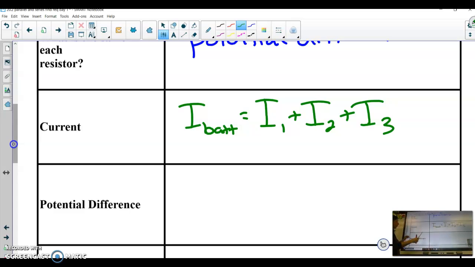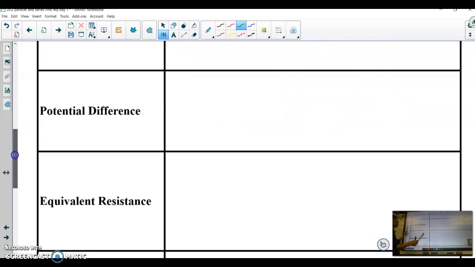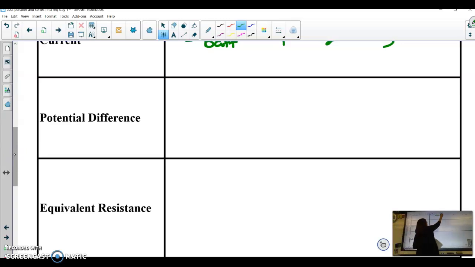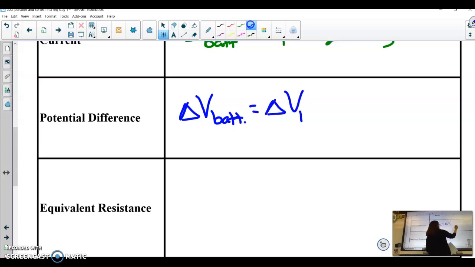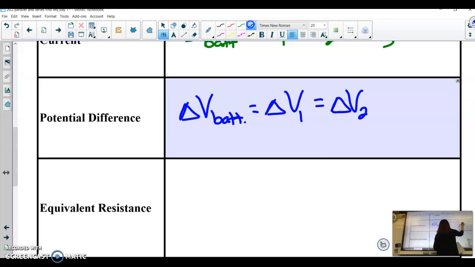All right, so now moving on to potential difference. We just said the potential differences are equal. So whatever the potential difference of the battery is, that's the potential difference in the first resistor, that's the potential difference for the second, and so on.